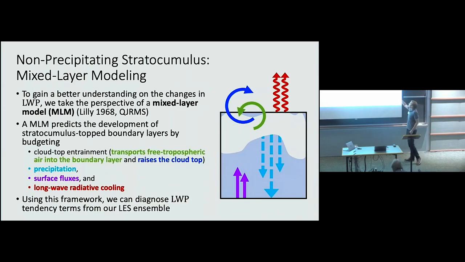So we have the entrainment fluxes at the cloud top. For example, we have the entrainment of free tropospheric air, which is usually removing cloud or evaporating cloud. Then we also have the possibility that the entrainment raises the cloud top because it allows deeper clouds, which could increase the liquid water path in the cloud. And we have precipitation, removing liquid water from the system, and we have surface fluxes, and of course we have longwave radiative cooling. By looking at this mixed layer model, we can develop a framework in which we can understand the liquid water path changes in our LES ensemble.